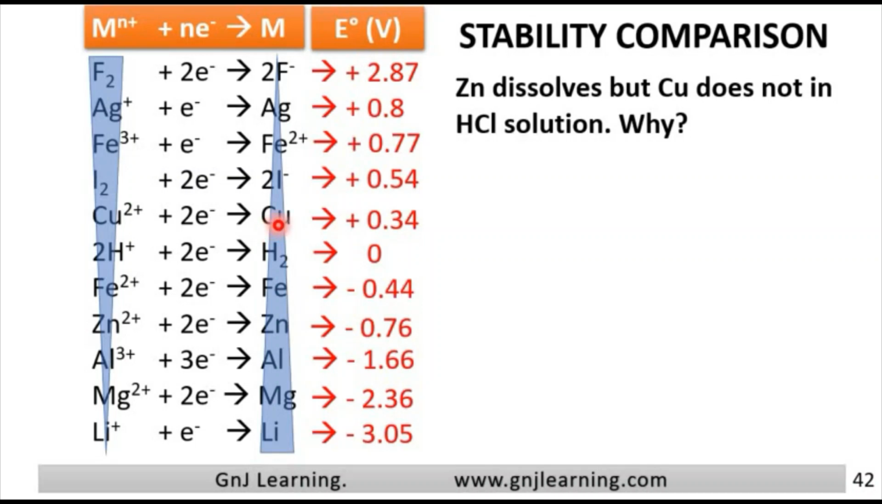Since copper has a high E0 value, Cu is more stable than H2. That means H plus cannot come out of the solution as H2. It will remain in the solution. So copper will not dissolve, whereas zinc will dissolve.